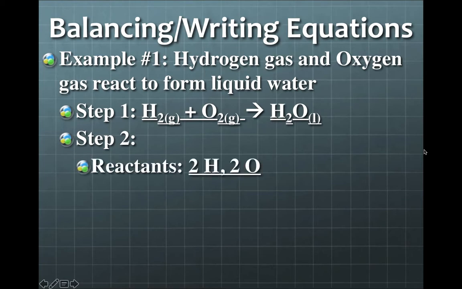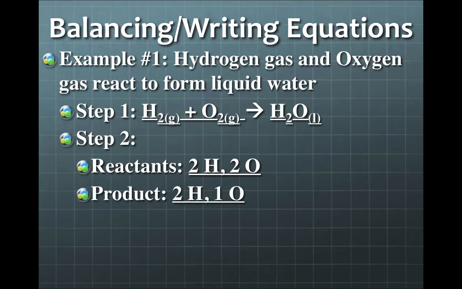Okay, now step two, I'm going to count the number of each element on both sides. On the reactant side, I have 2 hydrogens and 2 oxygens. On the product side, you have 2 hydrogens, 1 oxygen. When you do these problems, you don't have to write these things down. You could if you really want to, but I suggest you get in the habit of just looking at them and seeing which ones are different.